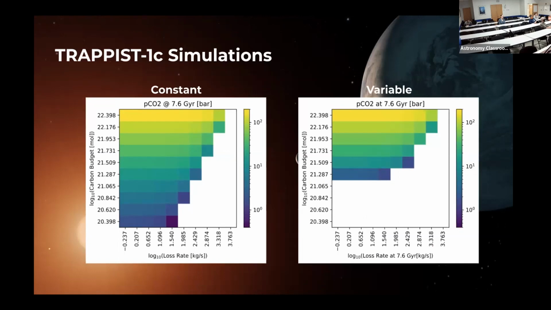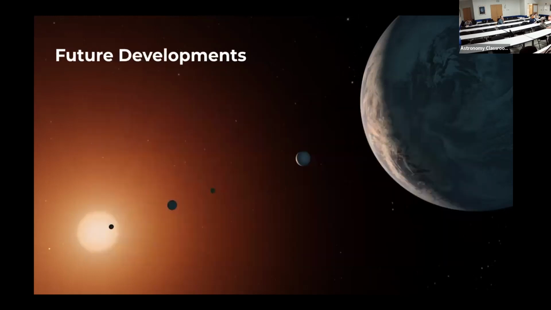So this is just showing, if you have a constant loss rate and here's your carbon budget, you could find on here what your PCO2 value might be. Or if we assume the variable atmospheric loss rate, which I showed, and this is the reference loss rate at the current age, then what do you expect to end up with? And of course, there's a lot more that can be done with this to learn more about these planets and to better understand them.